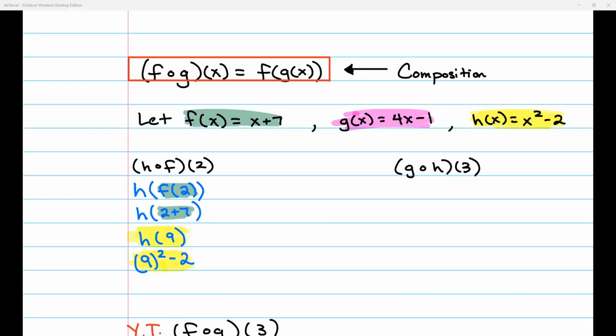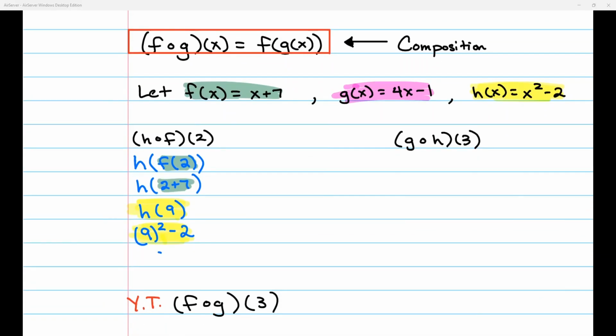9 squared is 81. 81 minus 2, that gives me 79. And I am done with the first problem.